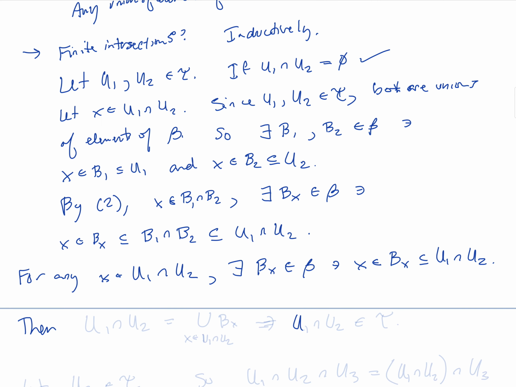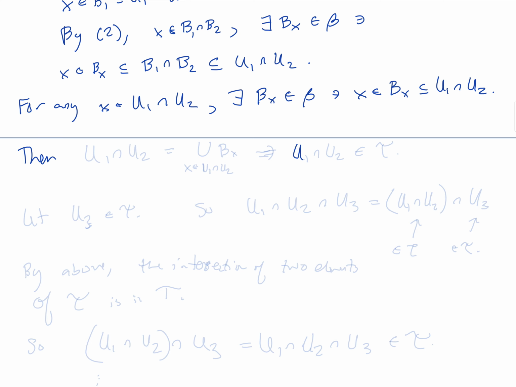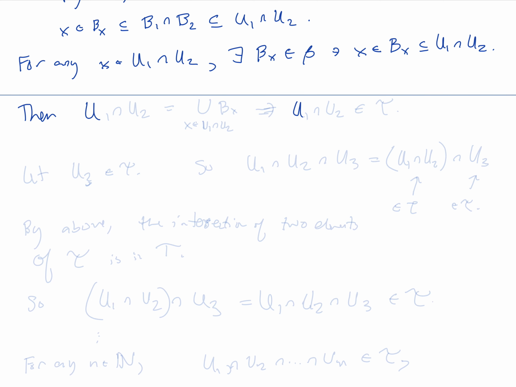Then we can take the union of these basis elements. So U1 intersected with U2 is a union, for all X in U1 intersected with U2, of these basis elements. And that implies, by definition of our hopeful topology tau, that it is a union of elements of beta. That tells us that U1 intersected with U2 is an element of tau.